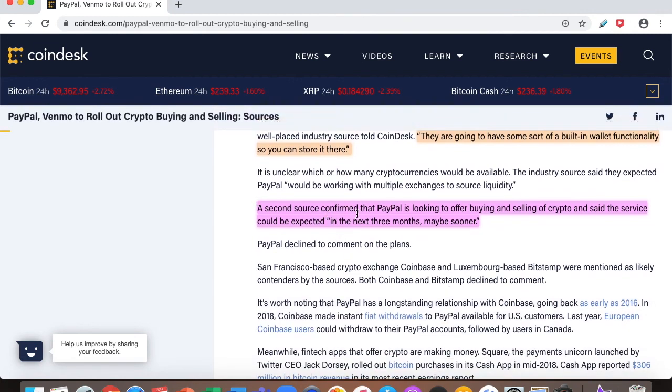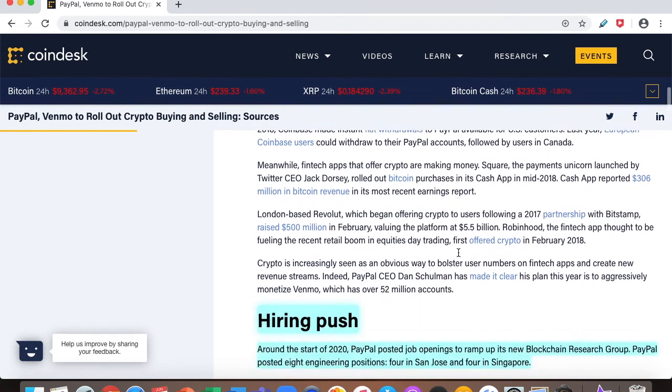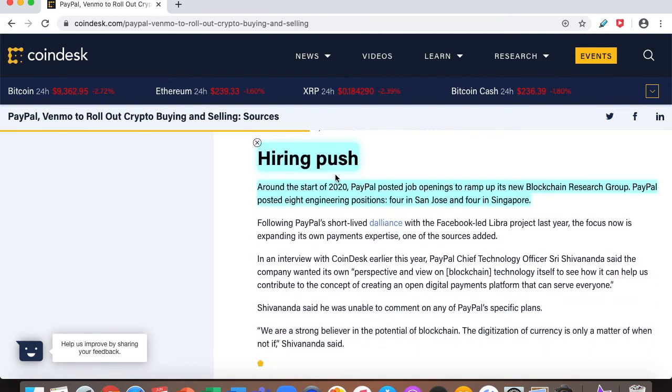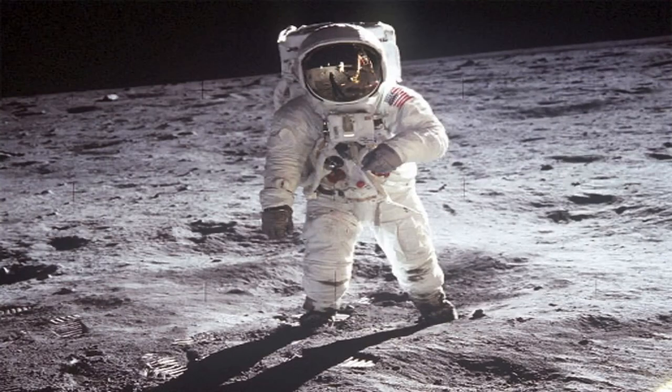A second source confirmed that PayPal is looking to offer buying and selling crypto and said that the service could be expected in the next 3 months, maybe even sooner. The rumors originally kind of started because of a hiring push. So around the start of 2020, PayPal posted job openings to ramp up its new blockchain research group. PayPal posted 8 engineering positions, 4 in San Jose and 4 in Singapore. So if this is true, it's massive news for Bitcoin because PayPal has just simplified the buying Bitcoin process for 325 million users.